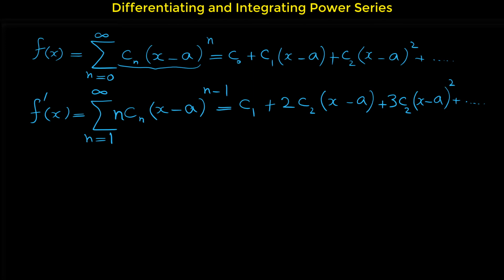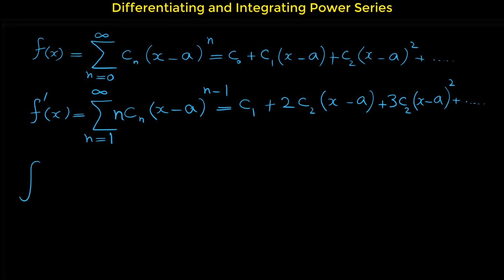So for finding the derivative of a power series, just take the derivative of the general term. Take the derivative of each term individually. We call this process term by term differentiating.